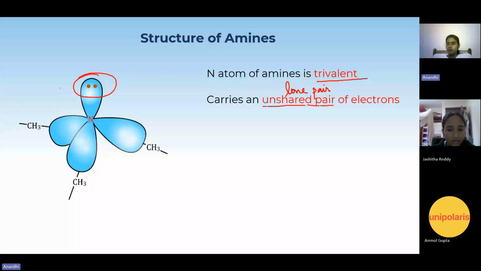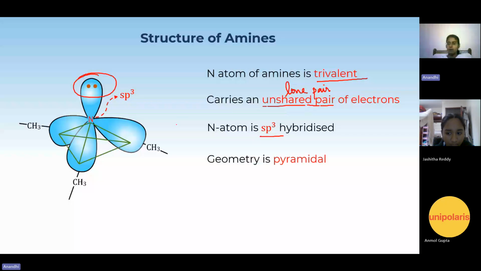All right, Jessica, the hybridization of nitrogen is sp3. If the hybridization is sp3, then the geometry is pyramidal. All these hybridization, geometry, and shape stories come in the chemical bonding lesson of your class 11, so you might have studied them last year. Clear? Now you can see how this compound is pyramidal in structure.